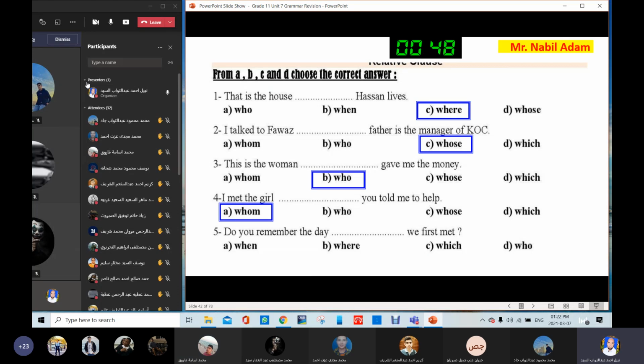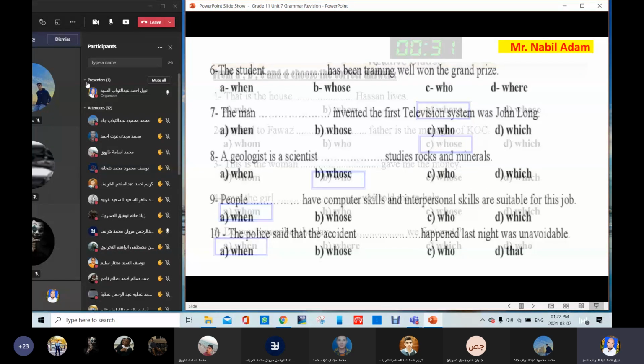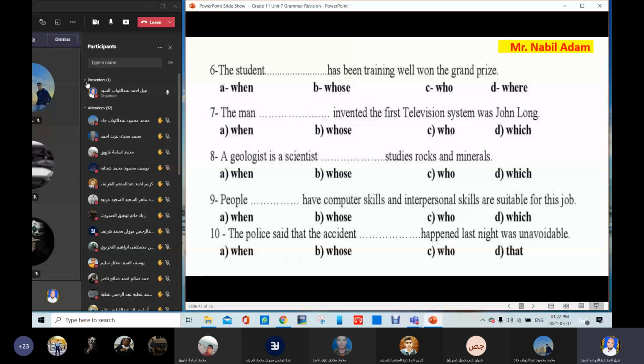Number five, Abdelrahman Marwan. Yes, Abdelrahman. Do you remember the day when we first met? Very good. Okay, now you are going to see more examples. You can answer them, and then check them after watching the video. Okay, do this exercise at home. These are relative pronouns, so check them after studying.